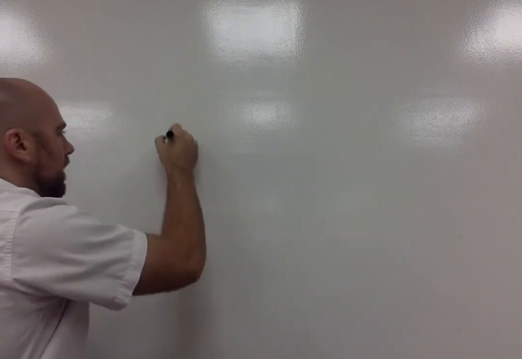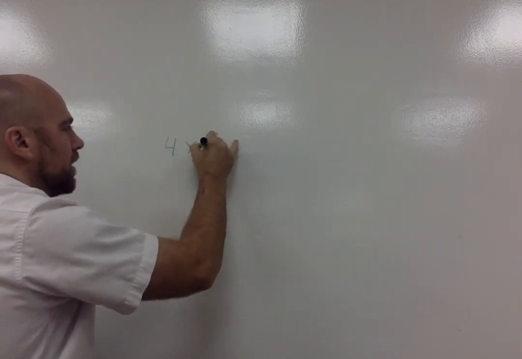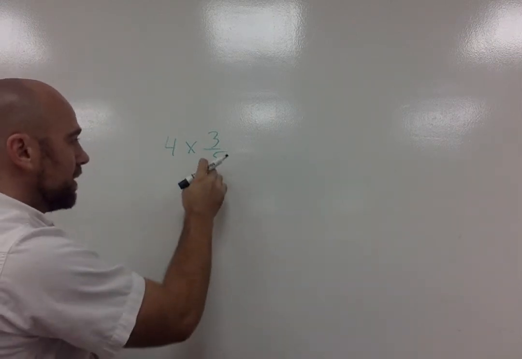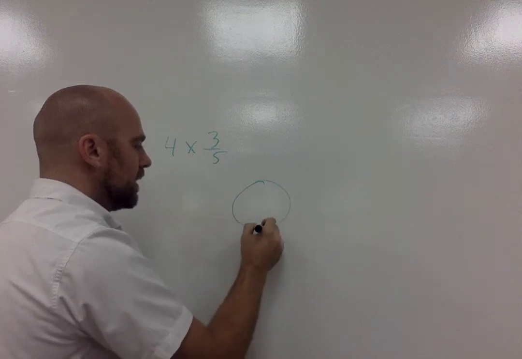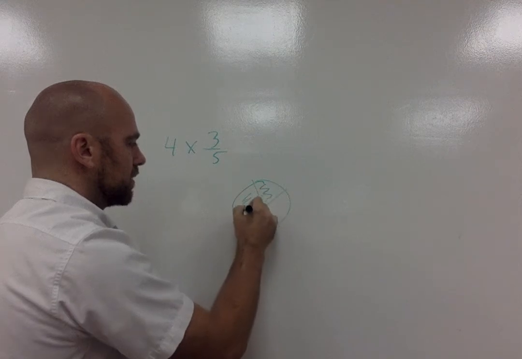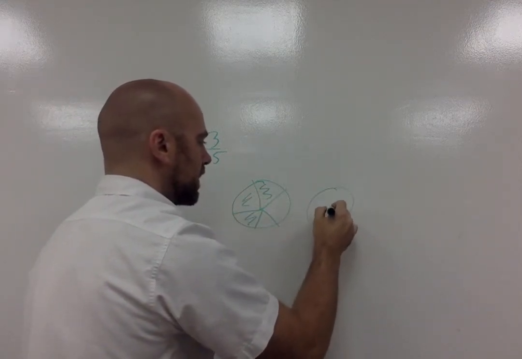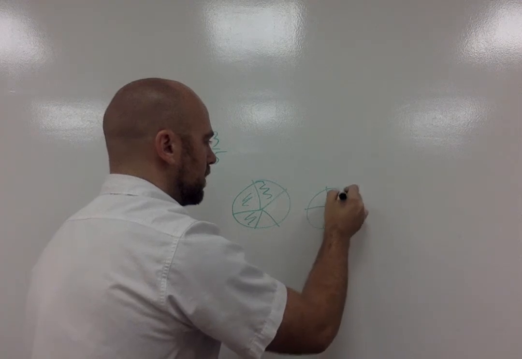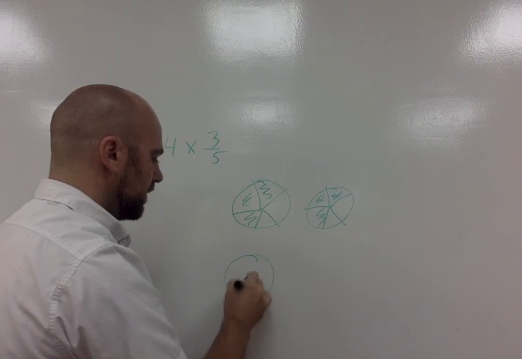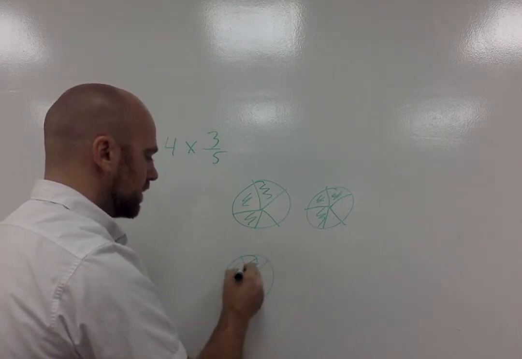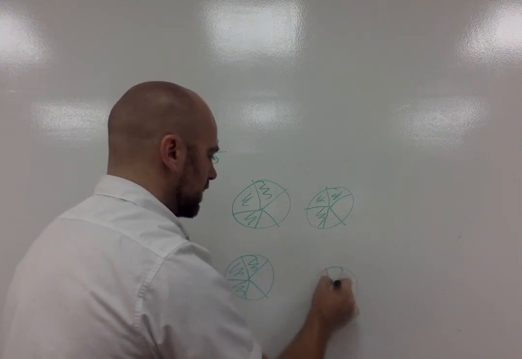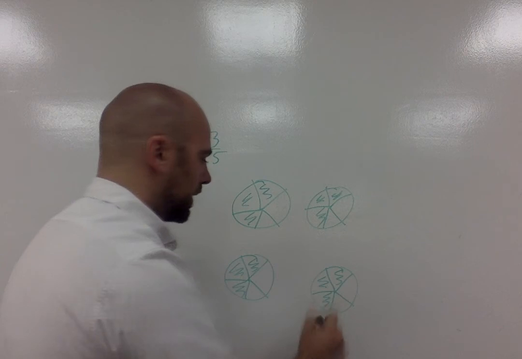The last one. Let's say I've got 4 times 3/5. Okay, this time I'm going to do wheels. Okay, so that means I'm going to have 3/5 4 times. Okay, so if I've got something that kind of looks like this, so 1, 2, 3. 1, 2, 3, and we're assuming that all of these are even pieces. 1, 2, 3, and 1, 2, 3. All right.